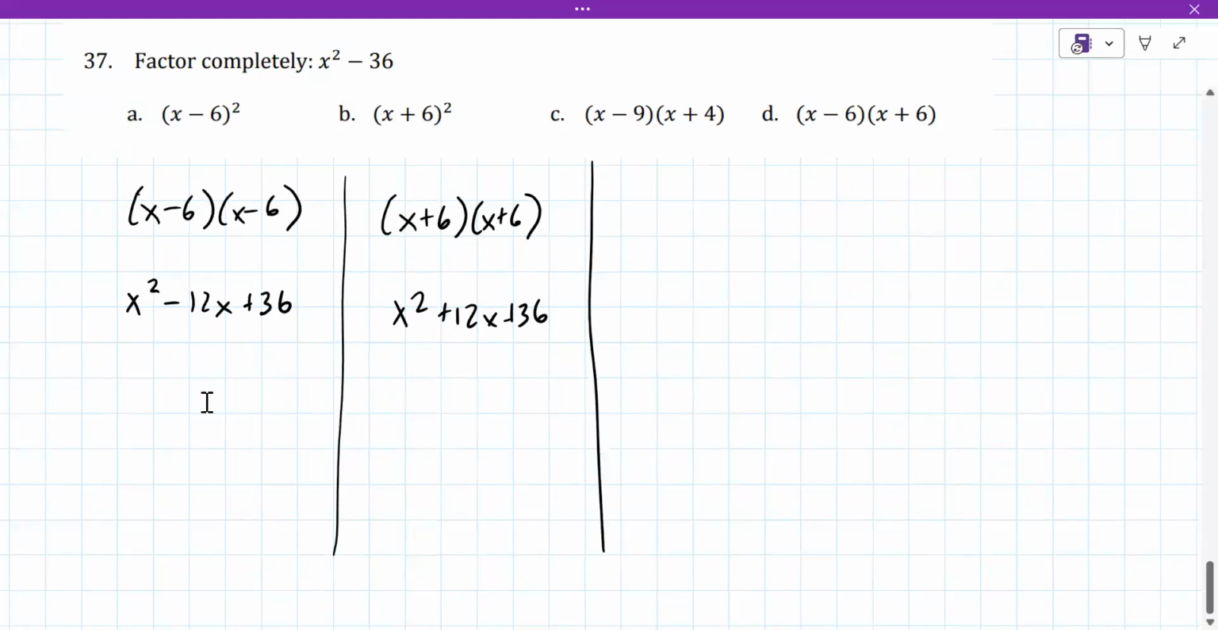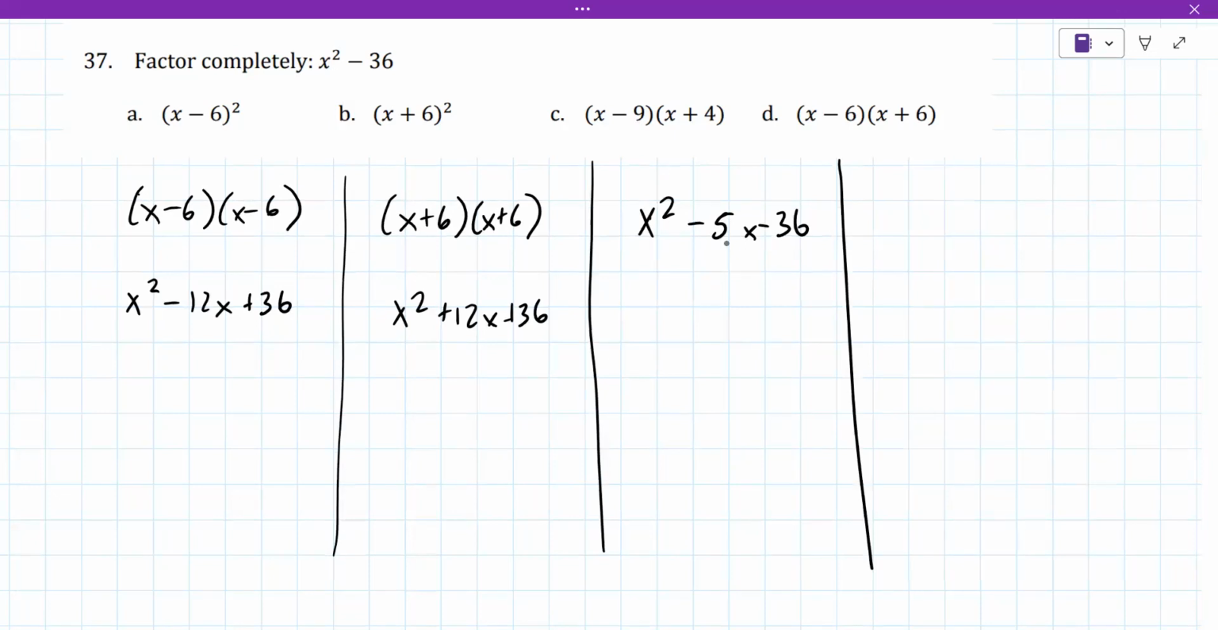So notice that this one has 2 terms, and so far they've all had 3, right? C is x squared minus 5x minus 36. Well, it's got the minus 36, but it's got this middle term. Why is the last one correct? Because it is a negative 36. And the outer and the inner cancel, right? It becomes x squared plus 6x minus 6x, minus 36 at the end, not plus.